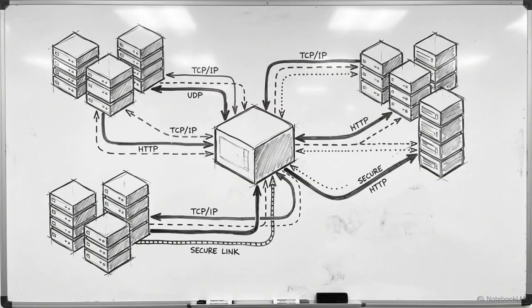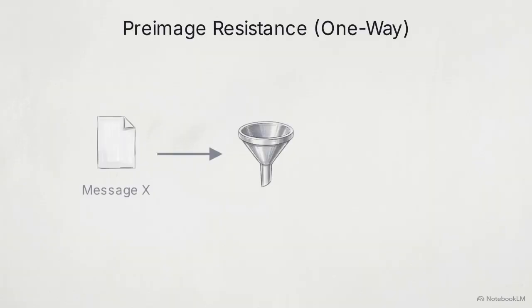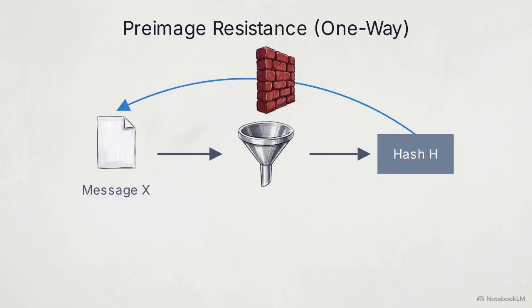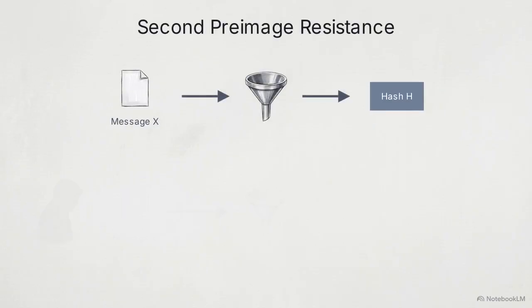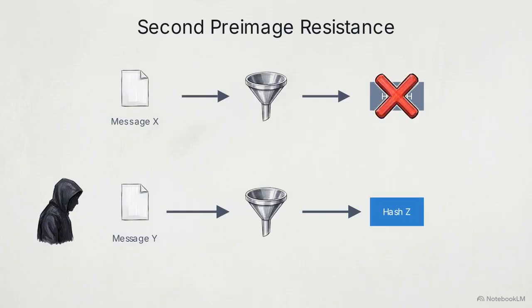A hash function's utility relies entirely on surviving three specific, rigorous mathematical attack vectors. This diagram defines the first property, pre-image resistance, or the one-way property. Given a specific hash code, it must be computationally infeasible for an attacker to reverse engineer the original message that created it. The second property is second pre-image resistance. Given a specific block of data, an attacker cannot find a different block that produces the exact same hash. This strict rule prevents data substitution attacks.